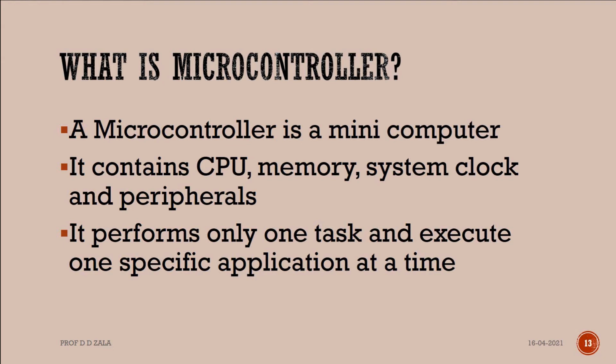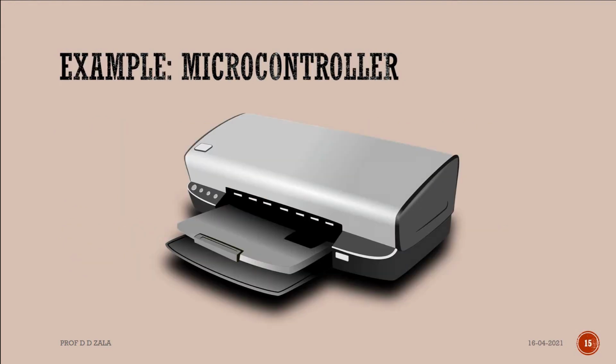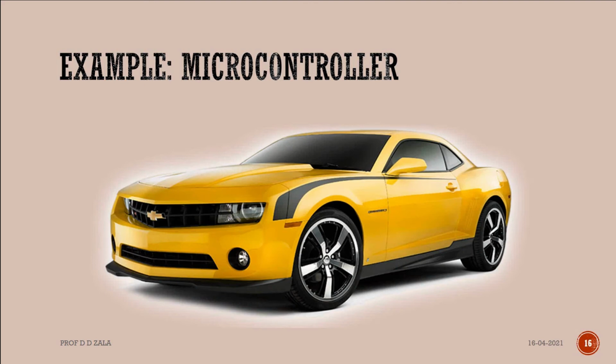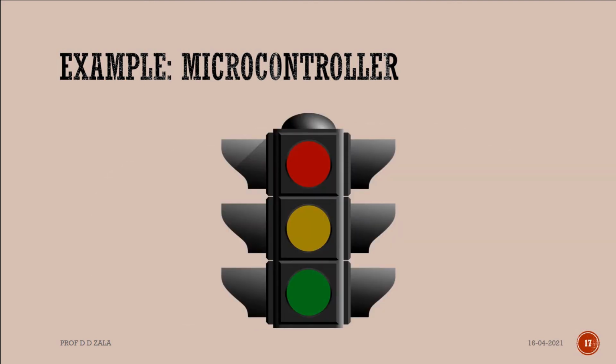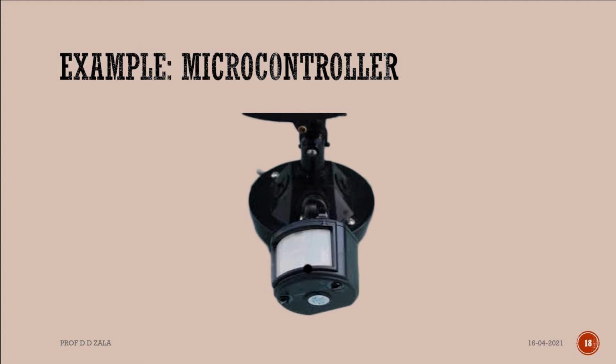We will see a few examples of where a microcontroller is used. It is used in a printer, car, traffic signal, and motion detector.